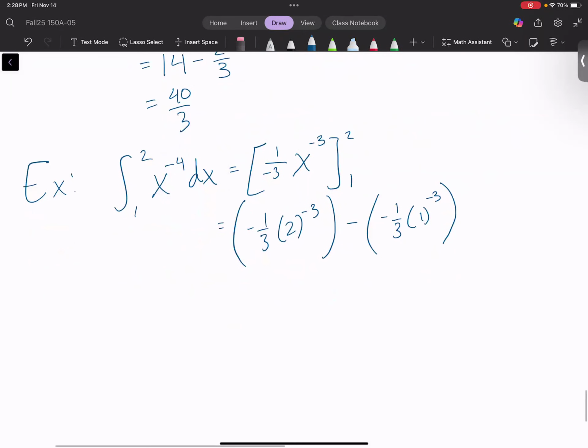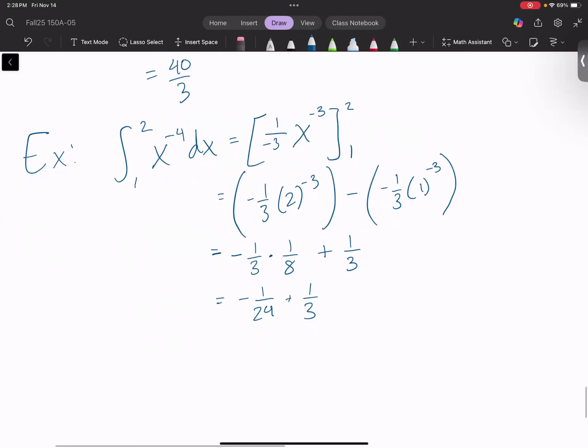So this is negative a third times 1/8, right? 2 to the negative 3, negative, so it goes in the denominator. 3, so it's cubed, it becomes 8. Then the two negatives here cancel, become plus, and then just a third. The 1 to whatever is just 1. So this is negative 1 over 24 plus a third.